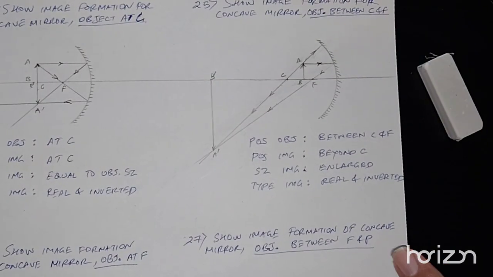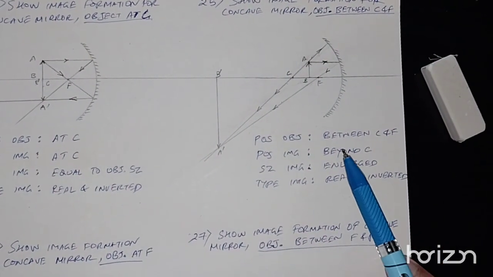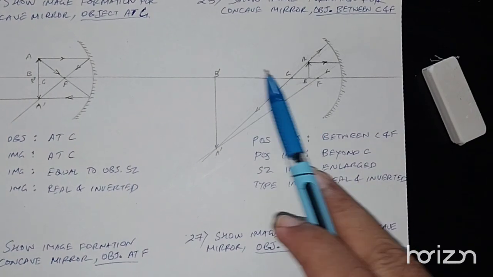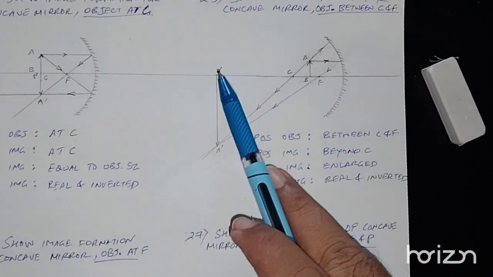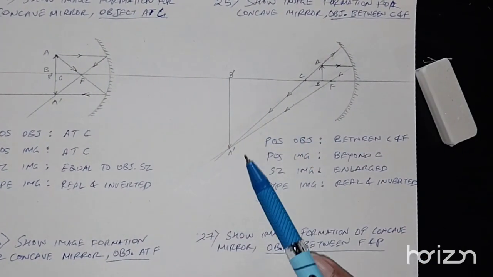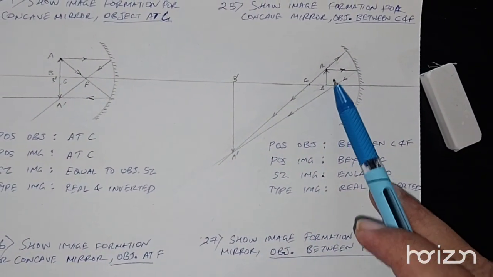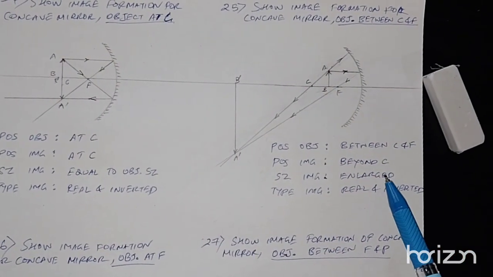Now you can see when you place an object between C and F, the position of the image is beyond C. So the object is between C and F, but the image is beyond C. And what is the size of the image? See the size of A dash B dash. It is much larger than the object AB. So the size of the image is enlarged.